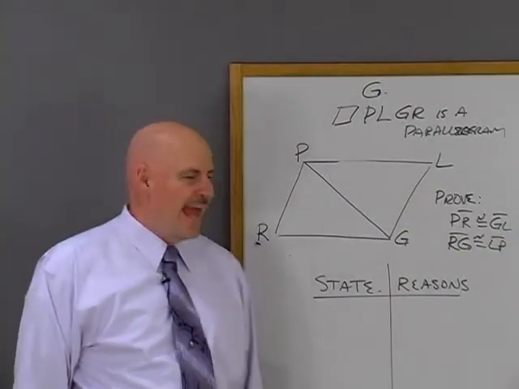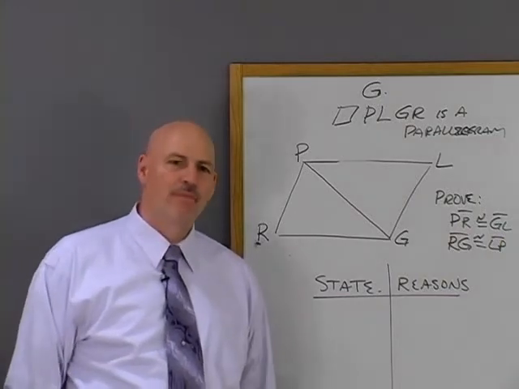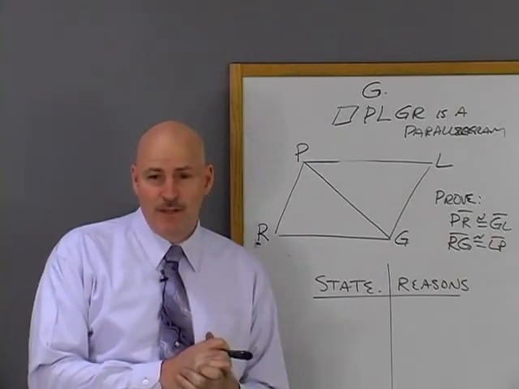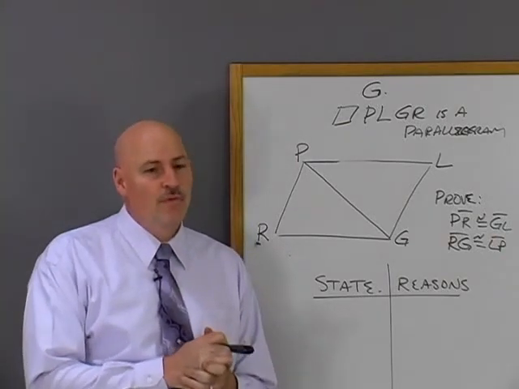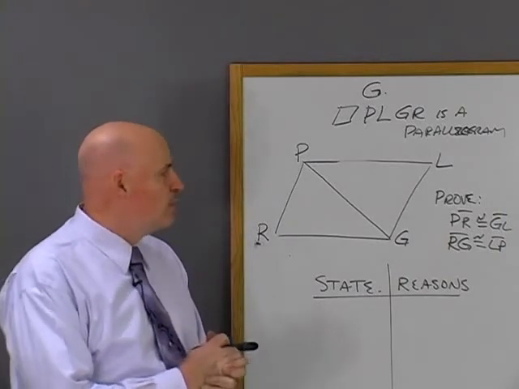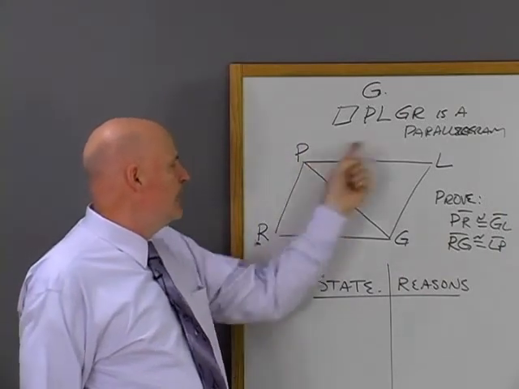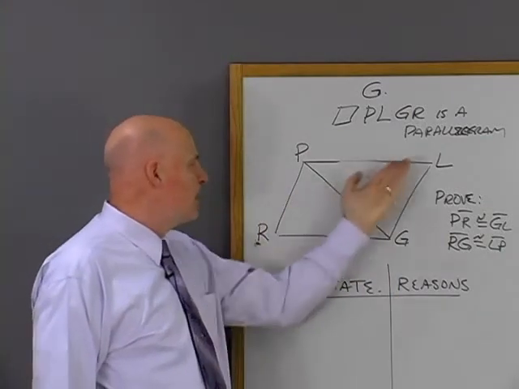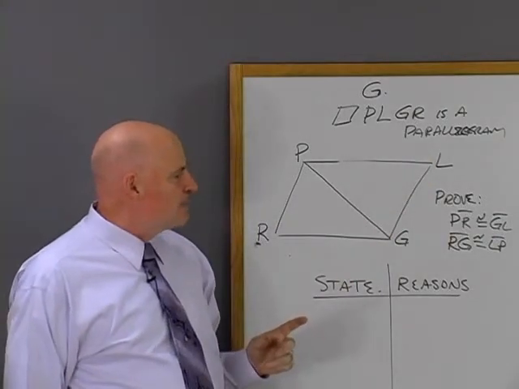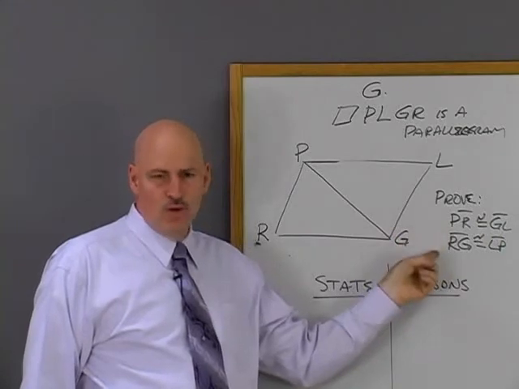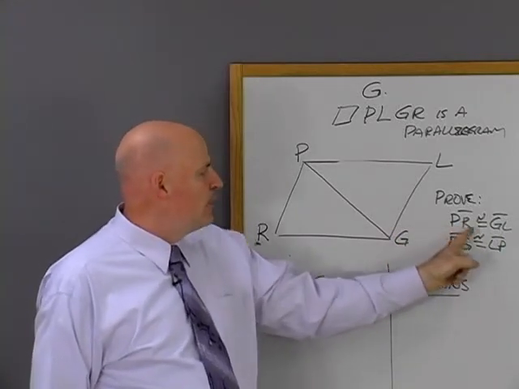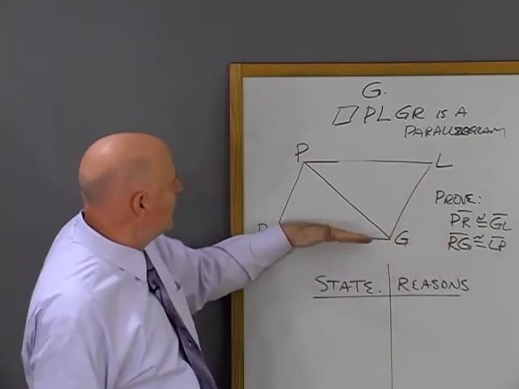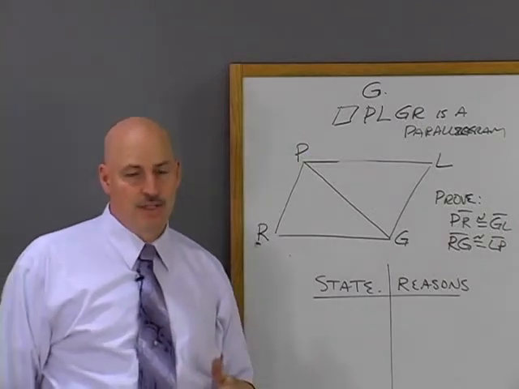This is sometimes called the amplified parallelogram theorem. I don't think it requires that big of a moniker, but it is something that you're going to use a lot. But one thing before we get into it, we need to state. You notice in this one, the given is that PLGR, this quadrilateral, is a parallelogram, which means these sides are parallel, these sides are parallel. We're asked to prove not that 2 triangles are congruent. We're asked to prove that PR and GL are congruent, and that RG and LP are congruent, that the sides are the same length.